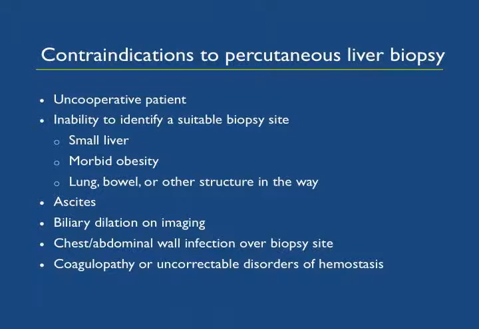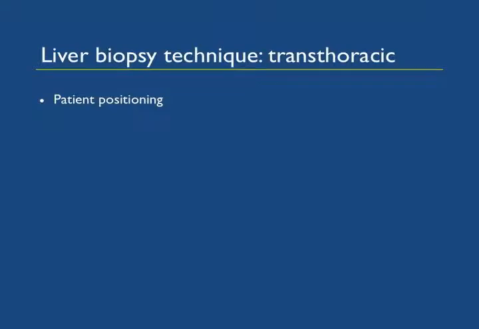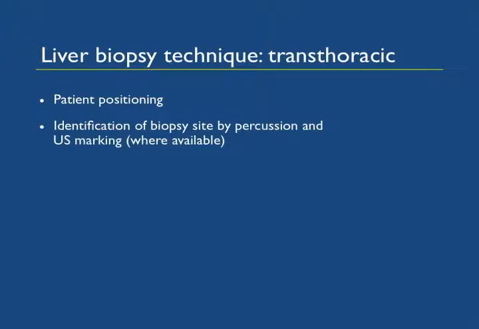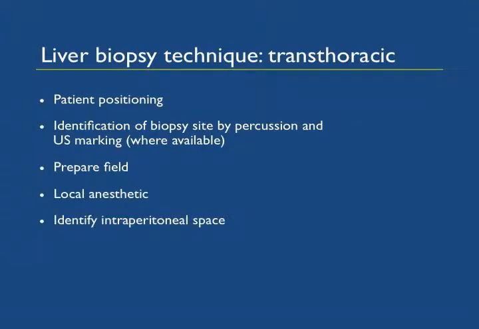We will now review the transthoracic liver biopsy technique, and we will discuss patient positioning, identification of the biopsy site by percussion and ultrasound marking where it's available, preparing the field, infiltrating the area with local anesthetic, how to identify the intraperitoneal space with a suction needle, and then actually obtaining the biopsy specimen.